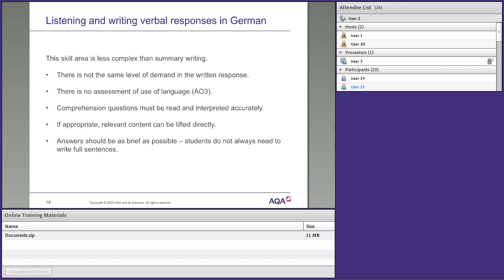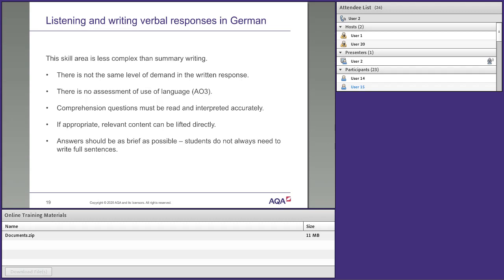Comprehension questions must, of course, be read and interpreted accurately. If appropriate, the relevant content can be lifted directly. They won't lose marks for that. Answers should be as brief as possible. Students don't always need to write full sentences. And again, you could use the mark schemes for that. Once you've done a question with them, look at the mark scheme and see where they didn't need to actually write full sentences.